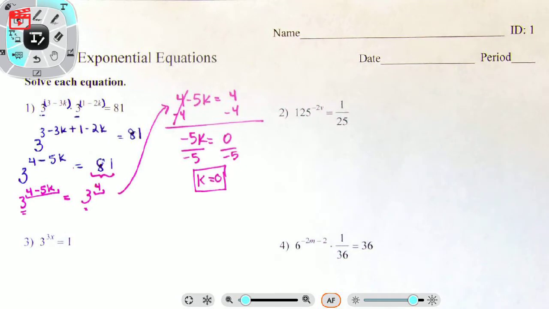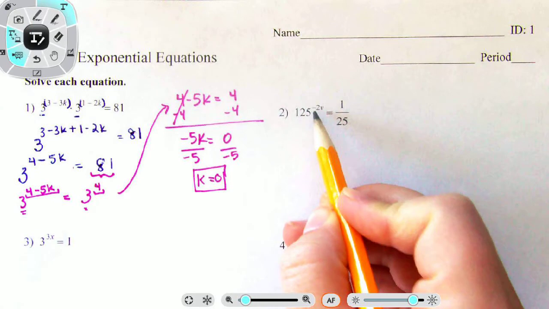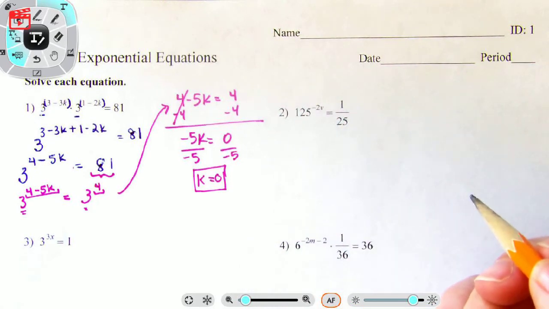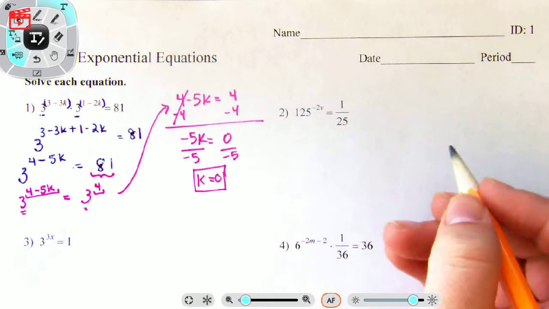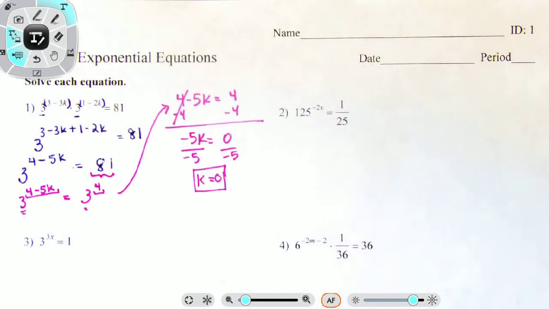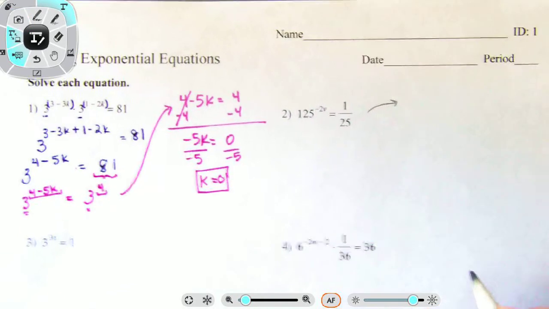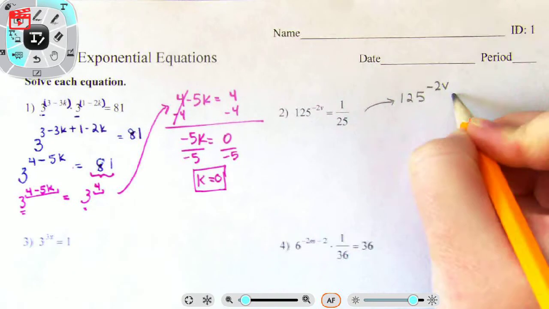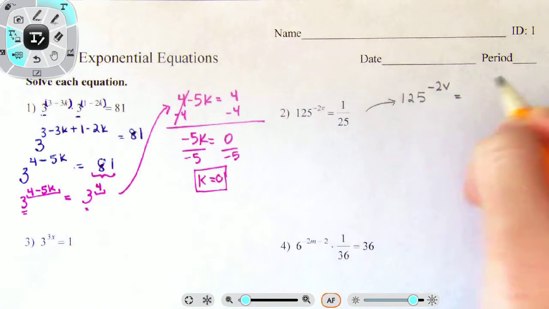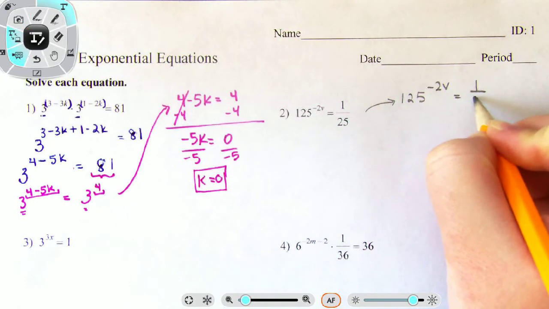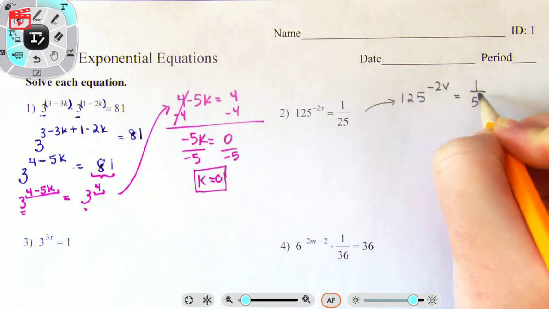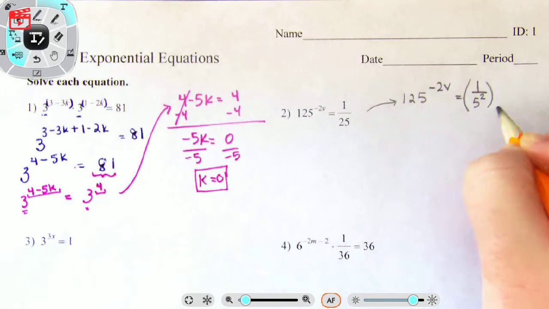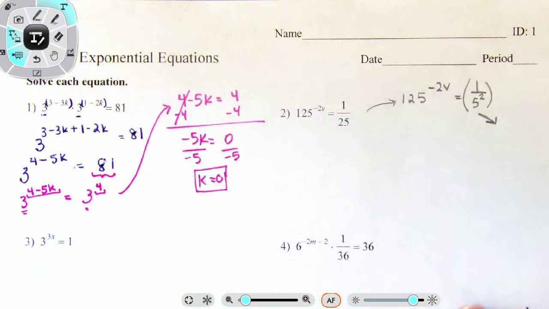So let's go ahead and do number 2. Number 2 says, I have 125 to the negative 2v power, and that's equal to 1 over 25. The first thing I'm going to do is get rid of this fraction by using a negative exponent. So I'm going to say 125 to the negative 2v power is equal to, I know that I have 1 over 25, which is the same thing as 5 squared. And I'm going to just go from here.